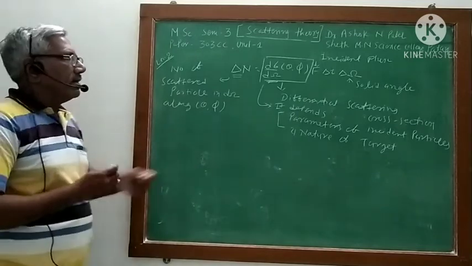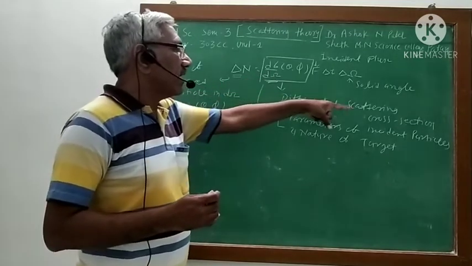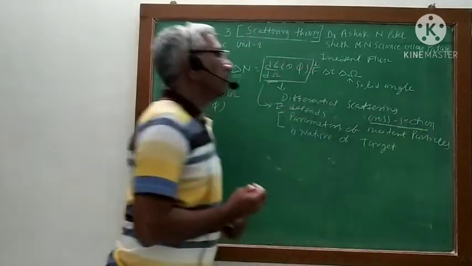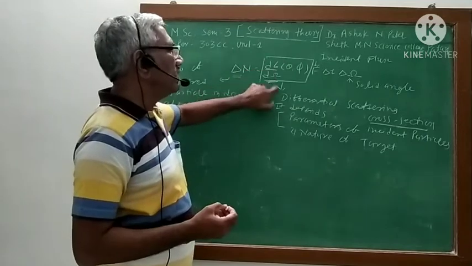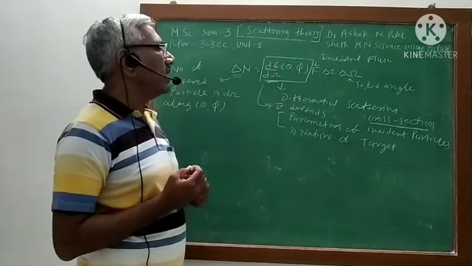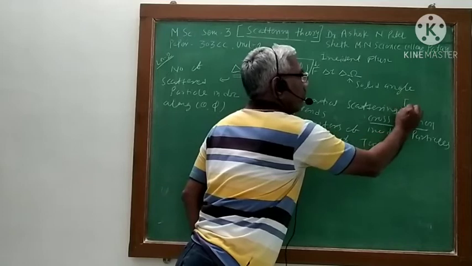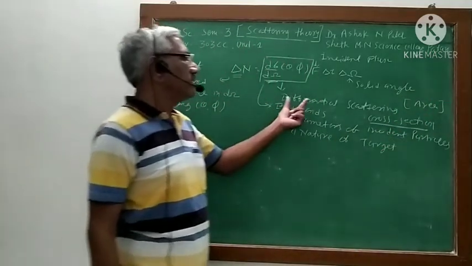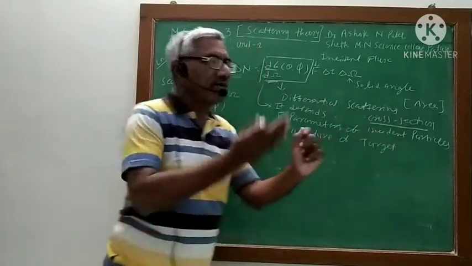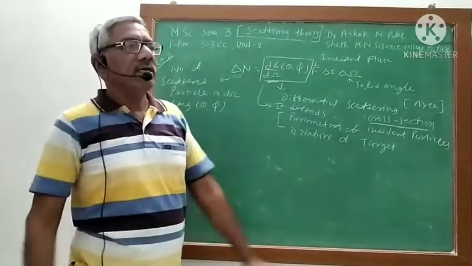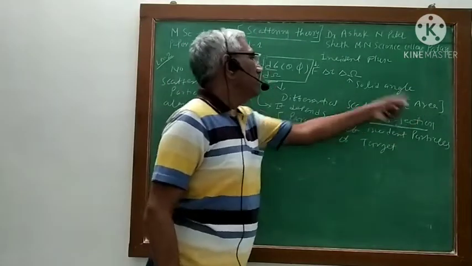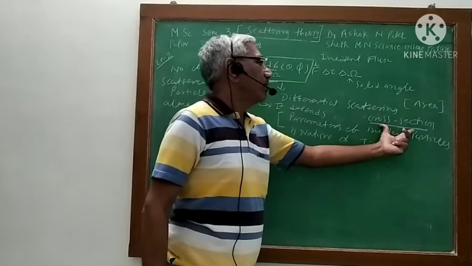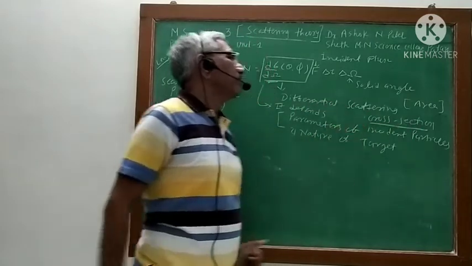Now, why do I say cross section? Because the dimension of d sigma by d omega is that of area. Whenever there is a cross section, it is about area. Since this quantity has the dimension of area, we call it a cross section.